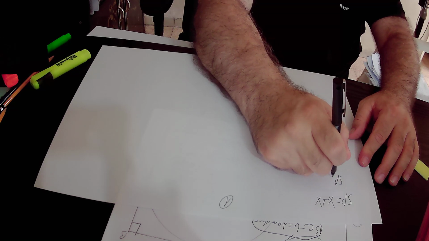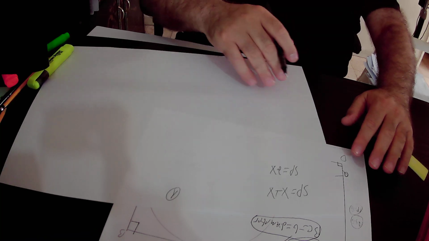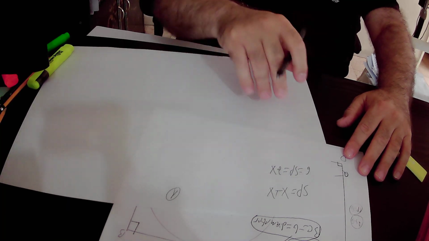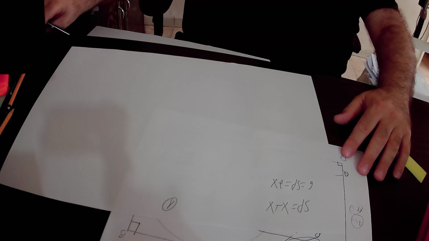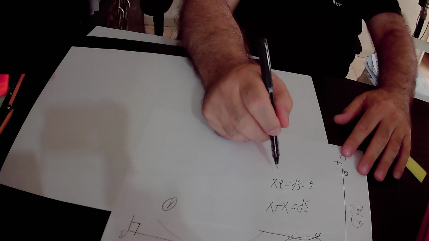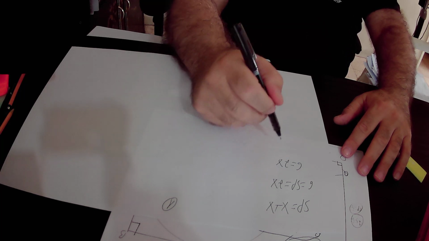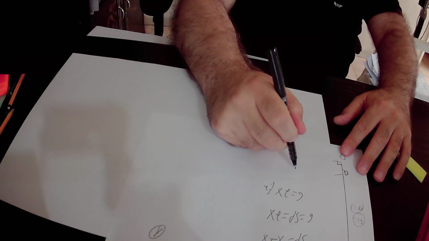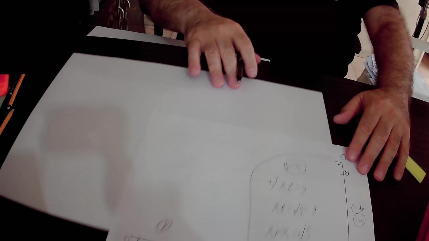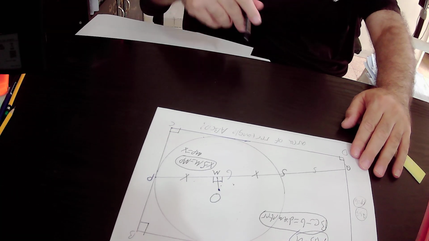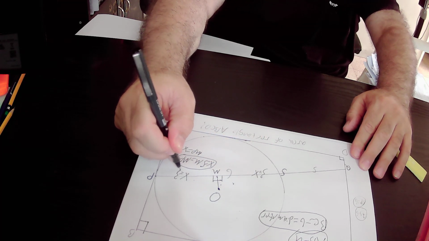So SP equals X plus X, that is 2X. And according to what is given in the question, SP equals 6 units. So we can write here that SP equals 6 units. And from this equation, SP equals 6 equals SP equals 2X, we derive that 6 equals 2X. We divide this equation by 2 and we get that X equals 3 units. Here X equals 3 units, and here also X equals 3 units.